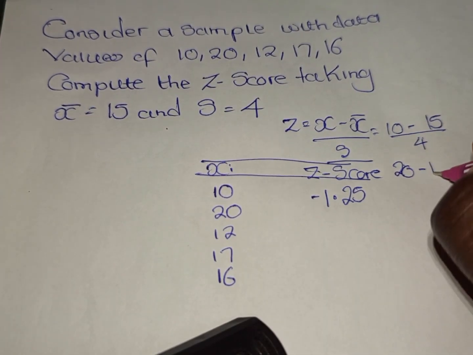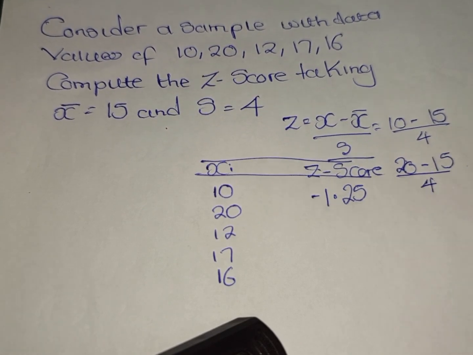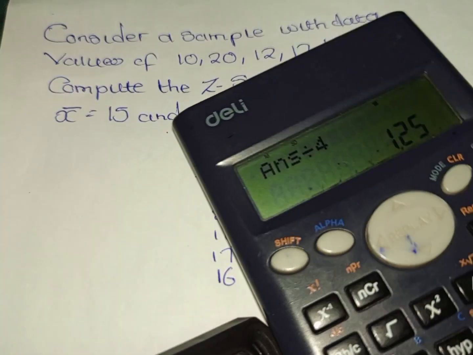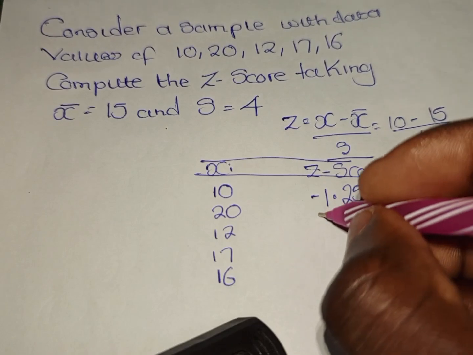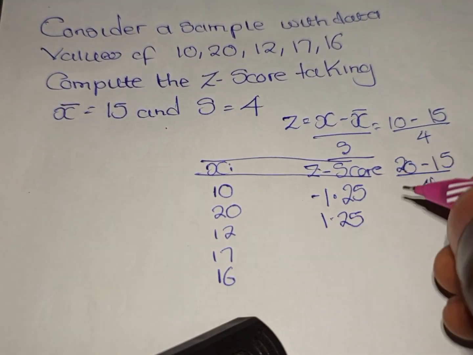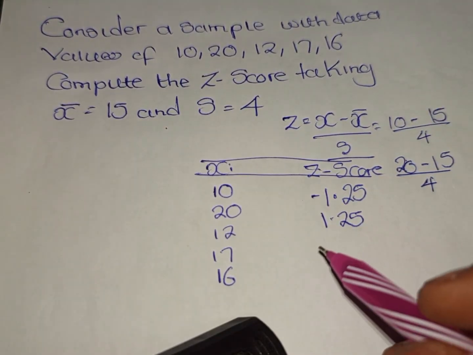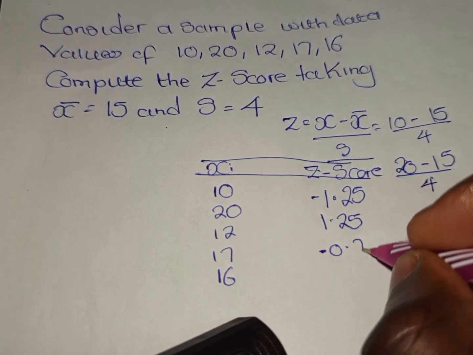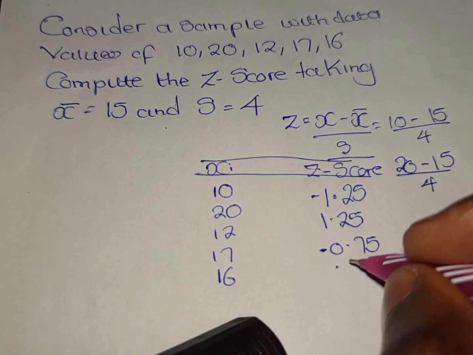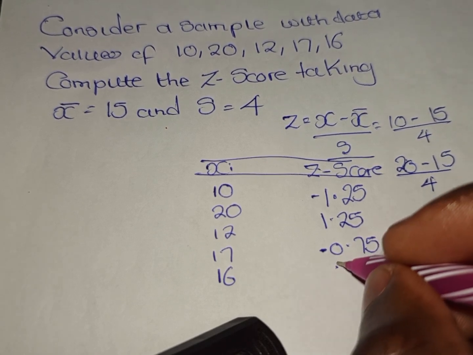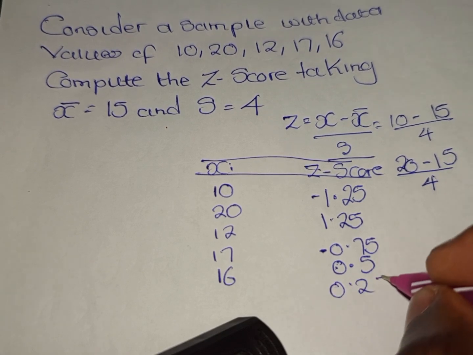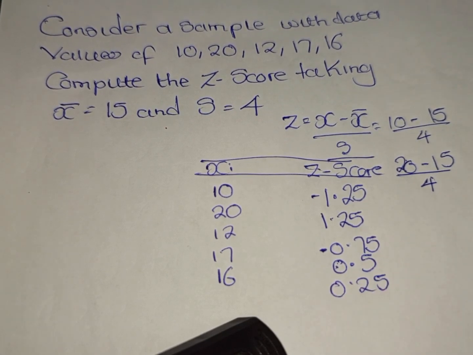You also do the same for 20. So 20 minus 15 divided by 4. You get the value to be 1.25. So now, having known how we calculate, when you calculate for 12, 17, and 16, this will be your given data values. So this is how you basically calculate your z-score.